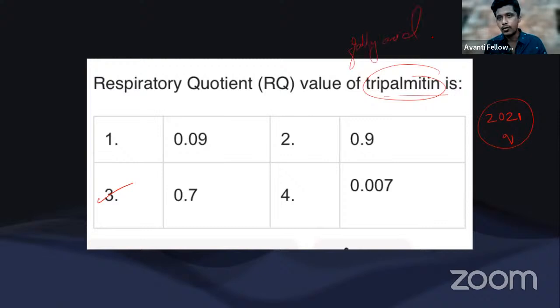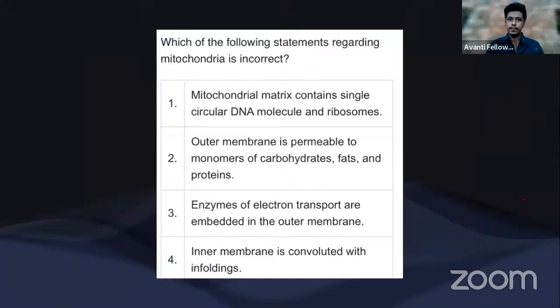So for fatty acids, we know that the respiratory quotient is a little bit low. Why? Because they use more oxygen and they give out less carbon dioxide. So that's what the quotient is. And what about 0.8? 0.8 is for proteins. And what about 1? 1 is for glucose or carbohydrates. So that is why our option is option C.